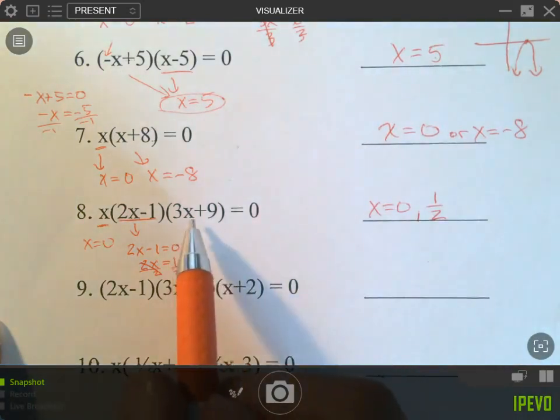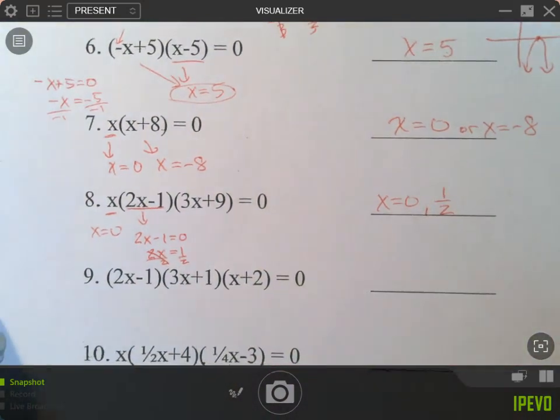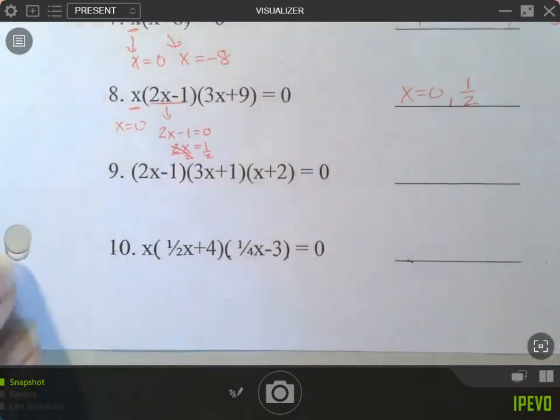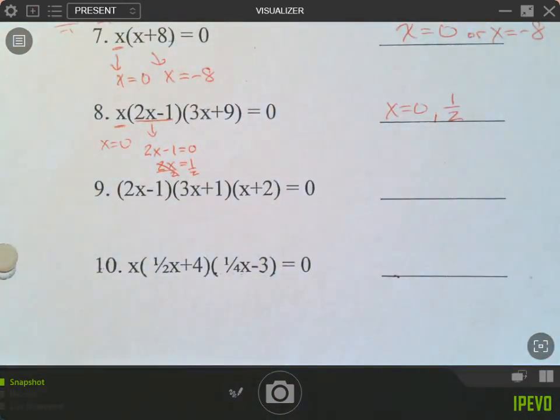All right, so if you didn't catch number 8, take a minute and do the last part of 8, and go ahead and do 9 and 10 real quick. So try these.